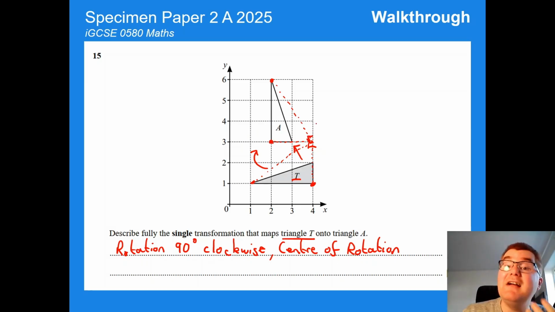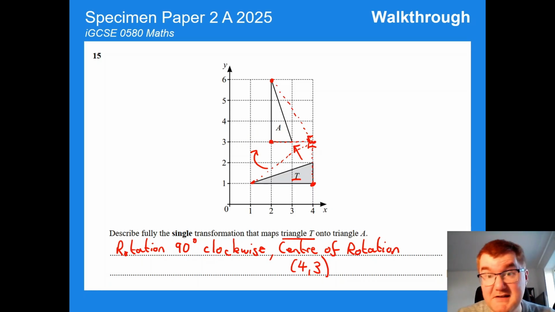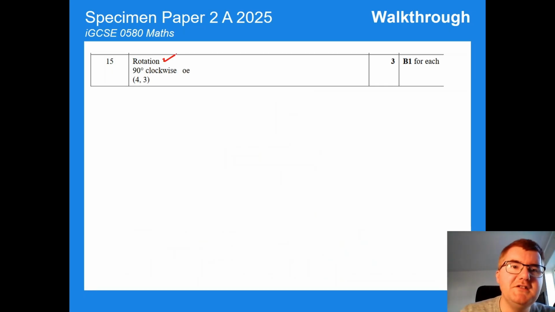So there's a bit of trial and error involved, but we can actually find the center of rotation here, which is going to be equal to 4, 3 to give us our 3rd mark. Again, tracing paper is much easier. I'll link a video above which shows you a really easy way of doing this. So rotation, 90 degrees clockwise, and 4, 3.